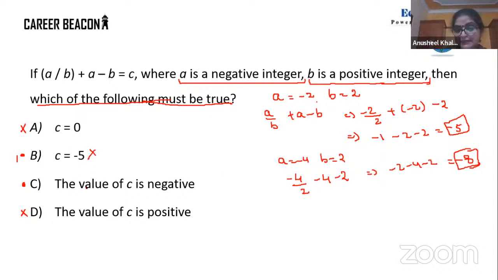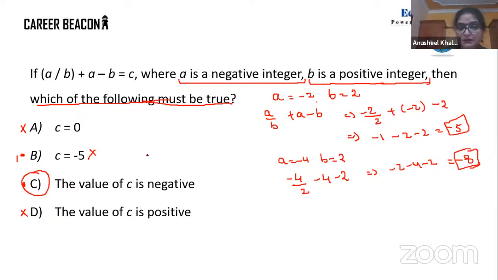Is -8 negative? Yes. So for whatever numbers you assume for A and B, the value of this expression will always be negative. Not necessarily that it will be -5. It can be -5, it can be -8 as we have seen, or it can be any other number based on the values that you have used for these variables, right?